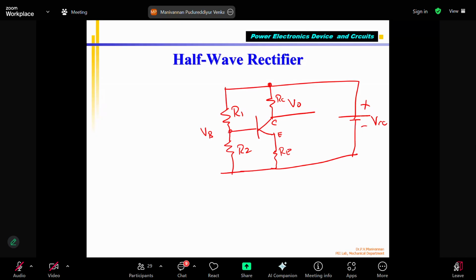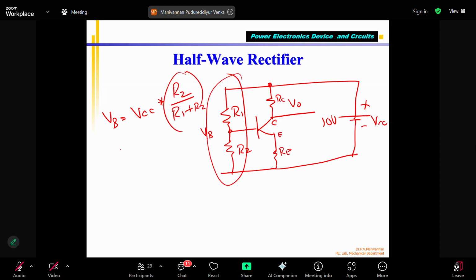This is my VB. Now I am giving, for example, 10 volts. What is my VB? Anybody remember? I think last time at least 5 to 8 people did this nicely. They got full marks in the exam also. What is VB? VB will equal to, sir, VCC multiplied by R2 divided by R1 plus R2. No, you are making some mistake. R2, sorry, divided by R1 plus R2. The Thevenin version of the divider network, sir.